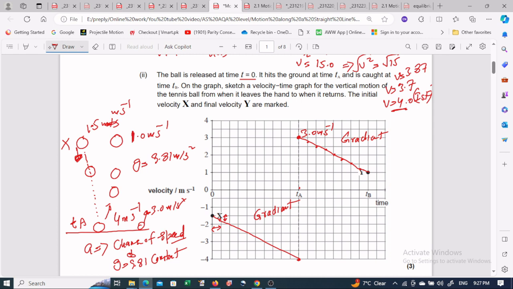So the confusion is why the speed is not 4. Because when we draw a straight line with the same gradient, the graph must reach 3, not exactly 4. Okay, thank you.